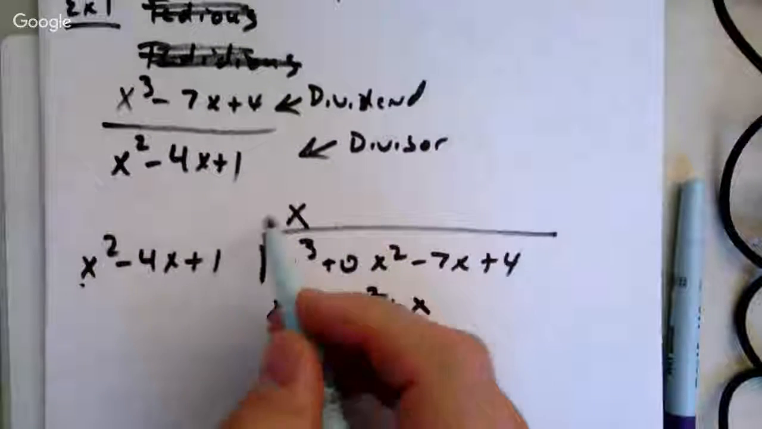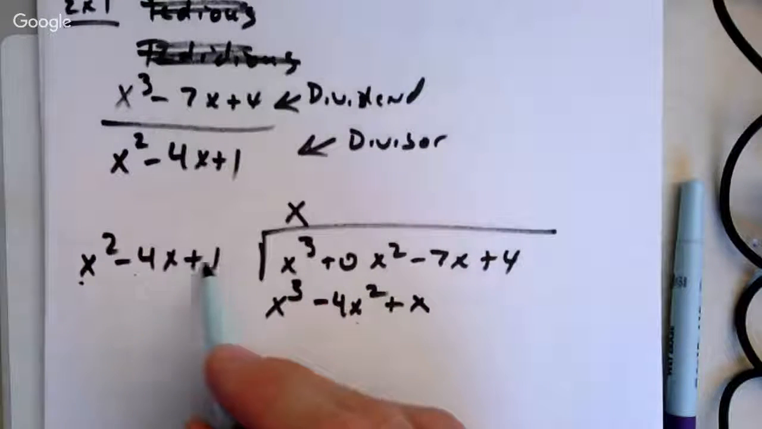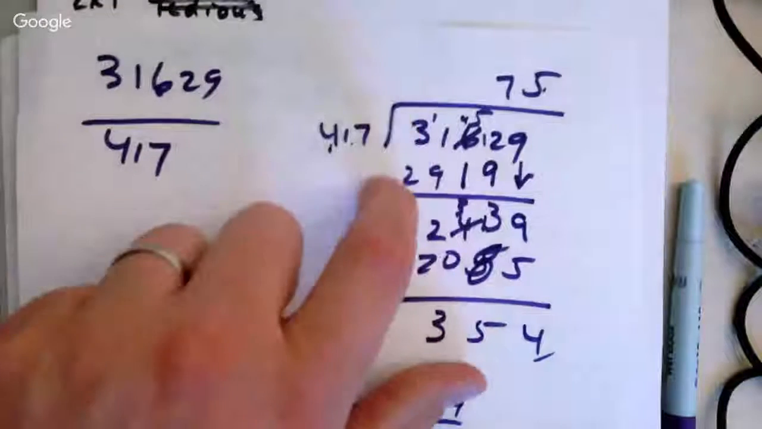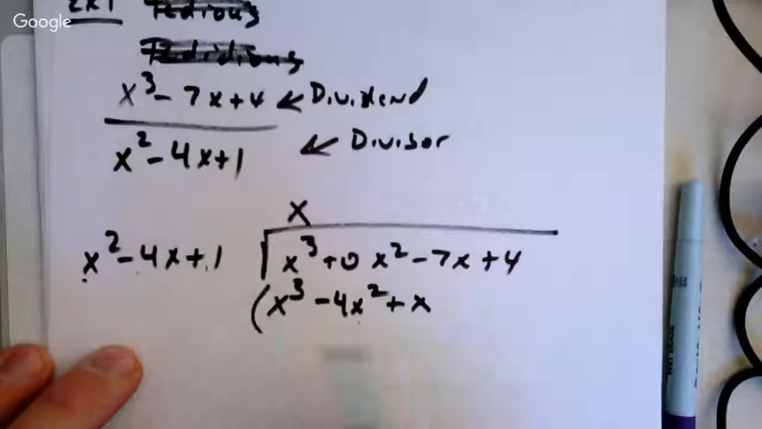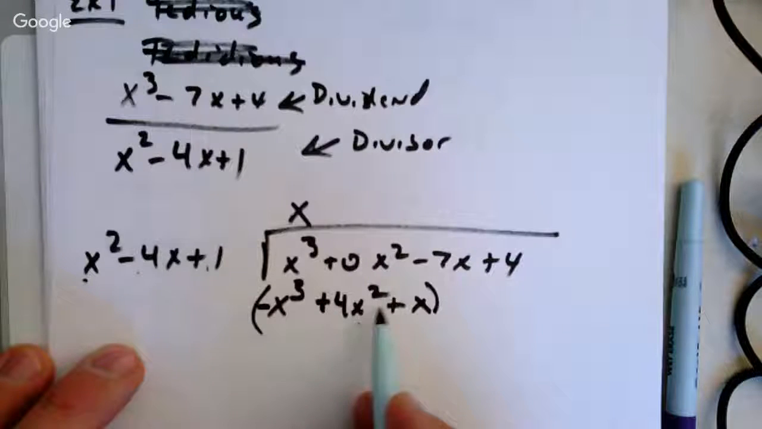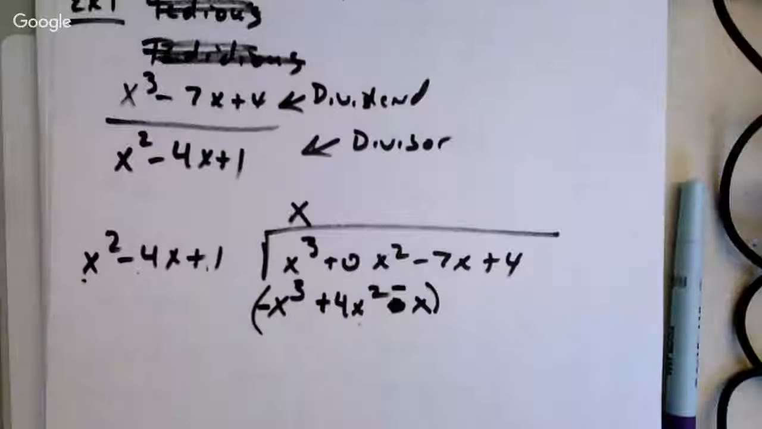So again, I FOILed it out. That gives me what goes underneath. Now, I need to keep this there. What operation did I do to those two numbers? Subtract. What is that going to do here? It's going to change the sign of everything on the second line. What does subtraction do? Changes the sign of everything that follows.